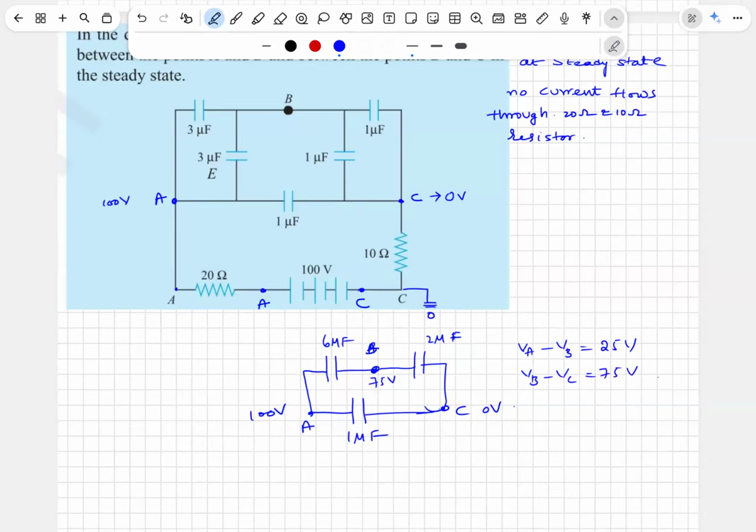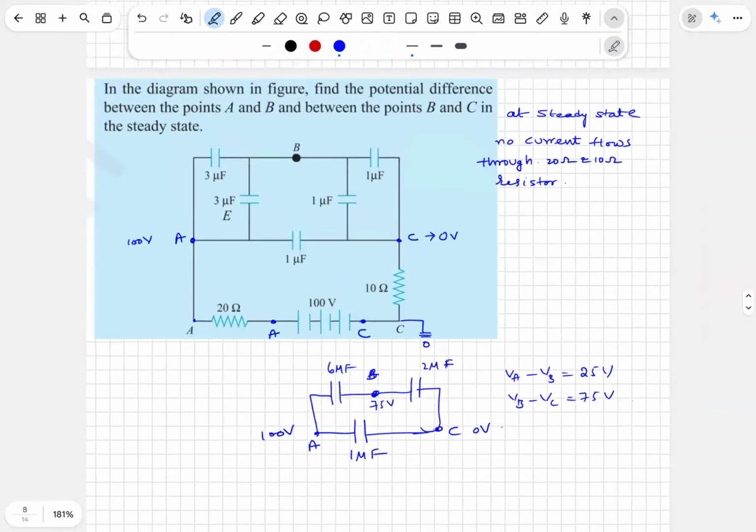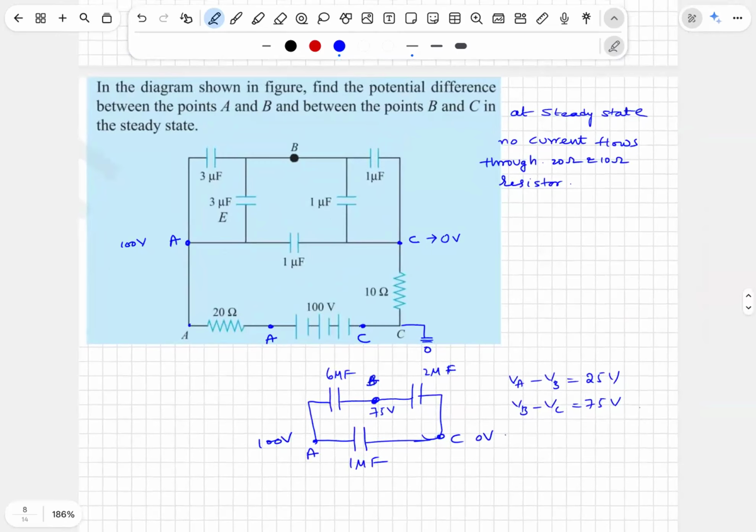What is the potential drop across BC? 75 volt. Ram Kartikeya, you may question me.